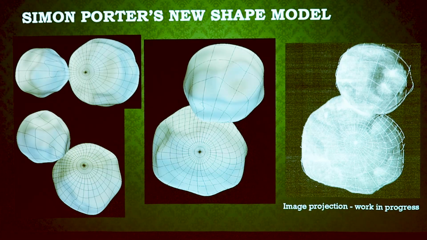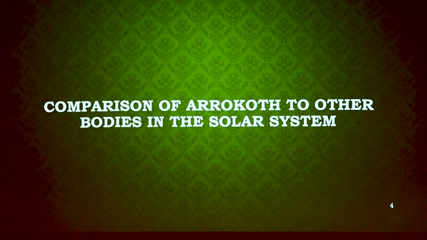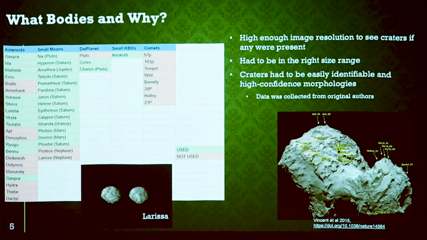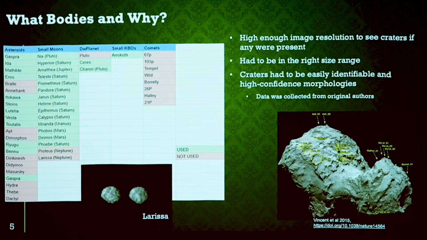So this is Simon's new shape model, and I just spoke to him today, which is submitted for the paper, so you can read more about that if you're interested. But moving on to comparing Arrokoth to the other small bodies in the solar system. So what bodies we use in this analysis and why?